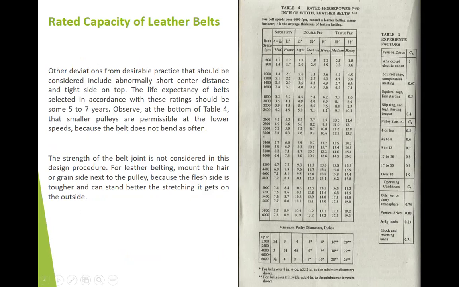Other deviations from the general practice that should be considered include abnormally short center distance and tight side top. The life expectancy of belts selected in accordance with this rating should be assumed to be 5 to 7 years. Observed at the bottom of Table 4, these smaller pulleys are permissible at the lower speed, but the belt does not bend as often. The strength of the belt joint is not considered in this design procedure. For leather belting, mount the hair or grain side next to the pulley, because the flesh side is tougher and can stand better the stretching it gets on the outside.